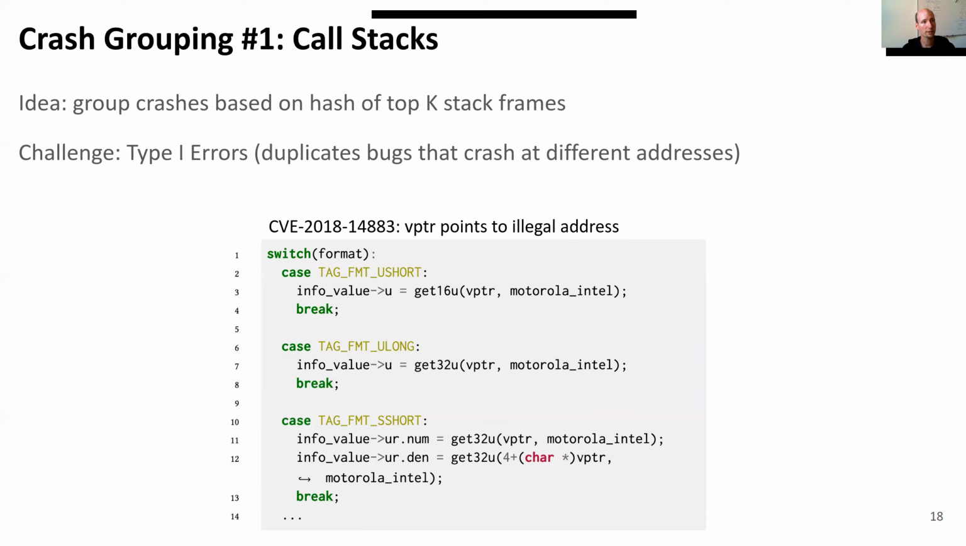Now, the big issue here is that this is going to result in a large amount of type 1 errors. So it duplicates bugs that crash at different addresses. And if we pick CVE-2018-14883, there's a V pointer that was overwritten and now points to an illegal memory address. And we will have a crash at any of these weird different locations where the V pointer is being dereferenced in many different parts through the program. And this results in an over approximation. So there's a lot of duplicates and this will report many unique bugs for one unique bug.